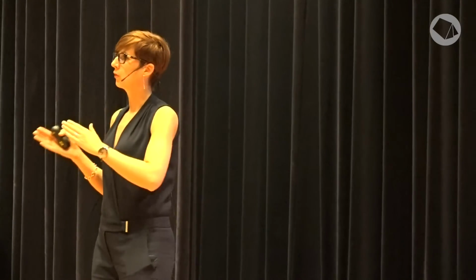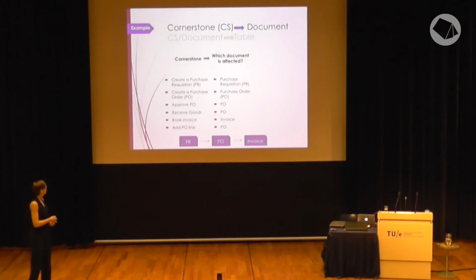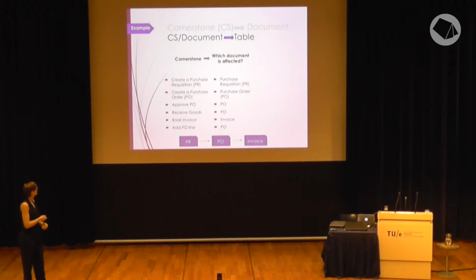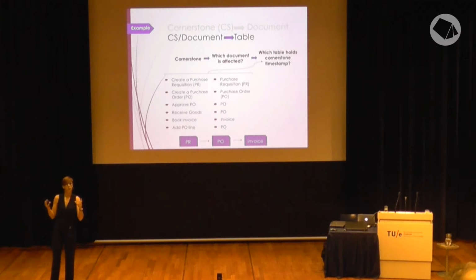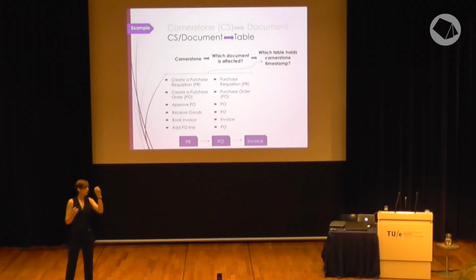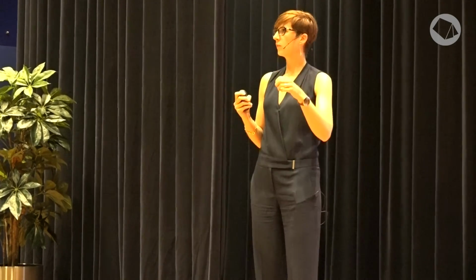And then in the next sub-step, you're going to check, like, okay, this is the process flow that we see. This is actually the document flow, so it's another dimension. This is the document flow. Now we're going to check, if we combine those cornerstones and the documents that are affected, in which table can we find a timestamp that tells us when this activity took place?